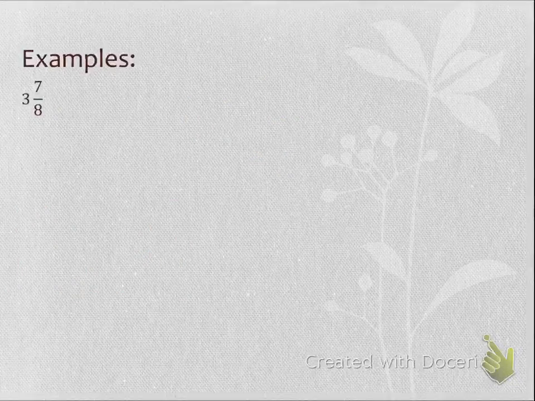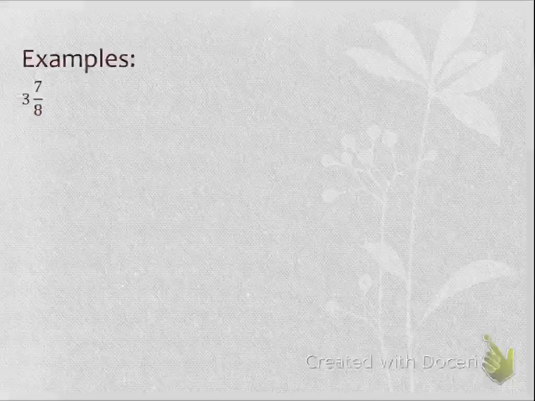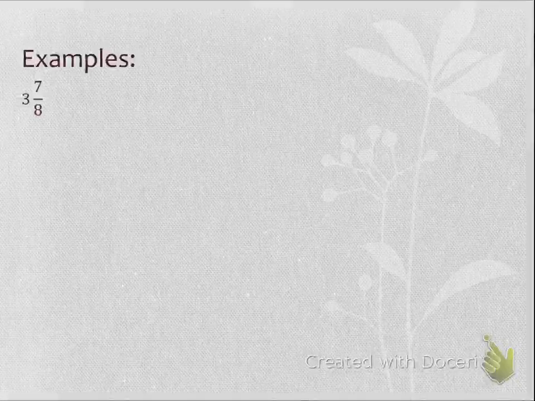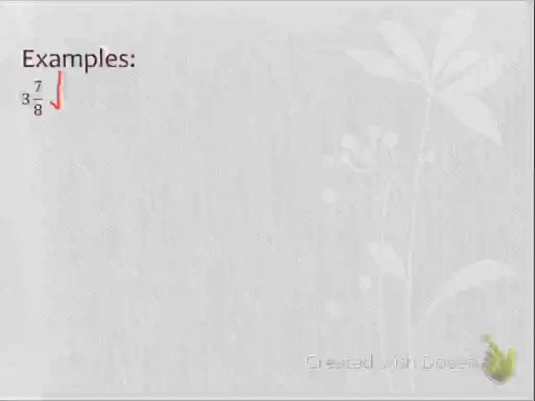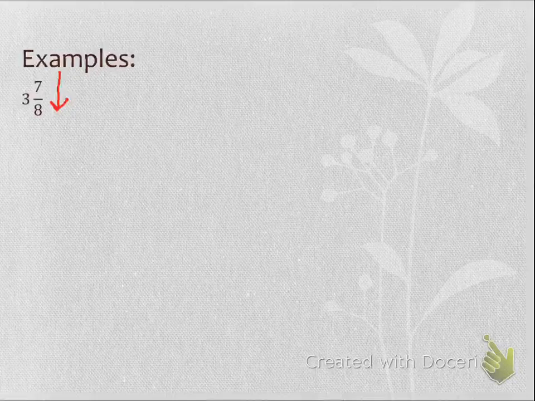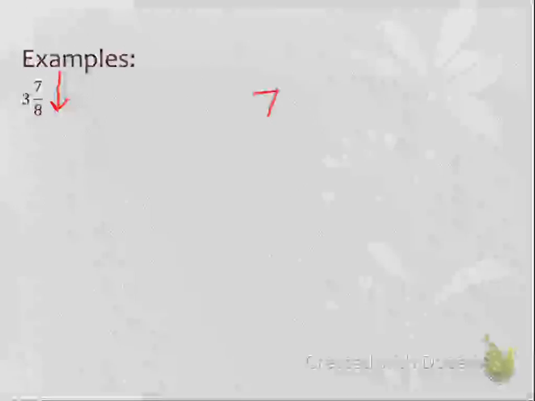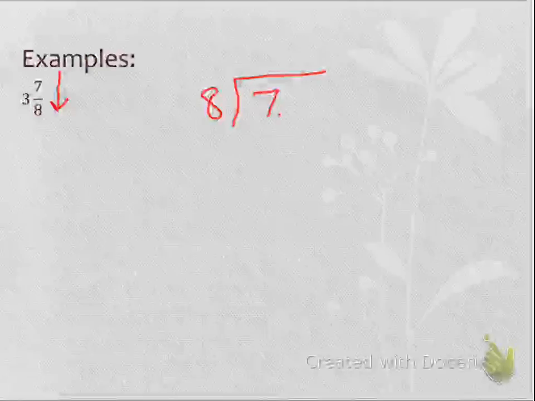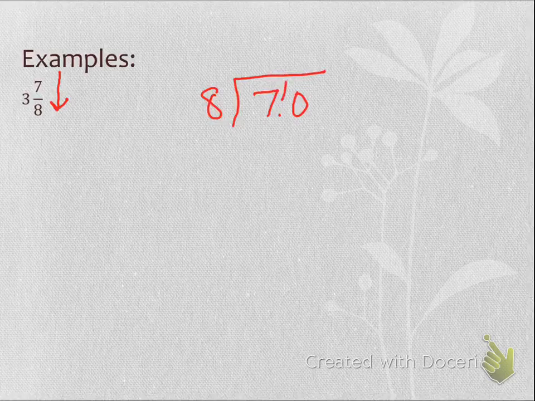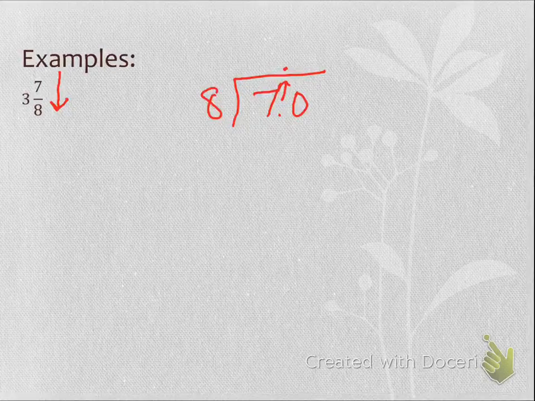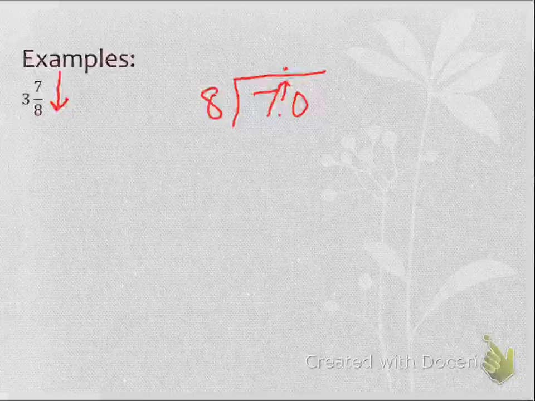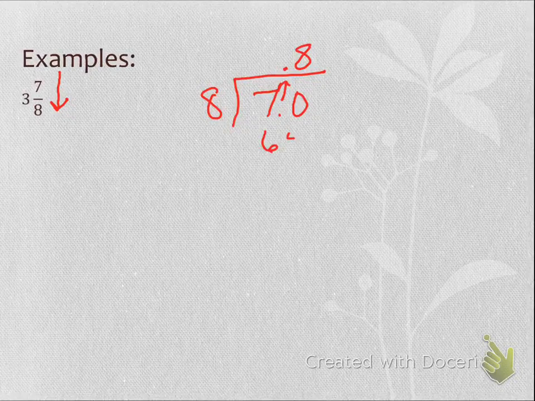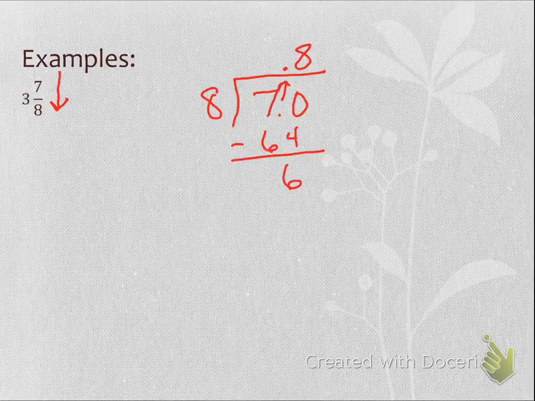Sometimes you're going to have a mixed number, like 3 and 7/8. So for the time being, I'm just going to ignore the 3 and I'm going to look only at the fraction. And I read it from the top to the bottom as a division problem. 7 divided by 8. Add my decimal point and a 0. And then I've got to bring that decimal point up. So now I have 70 divided by 8, which will be 8. 8 times 8 is 64. Subtract and we get 6.